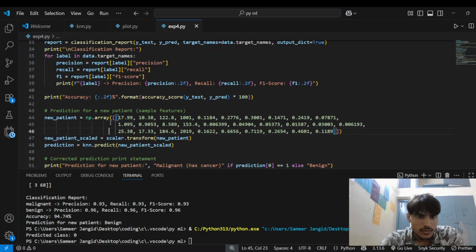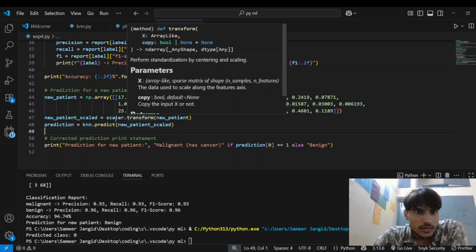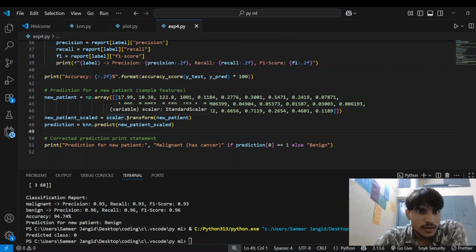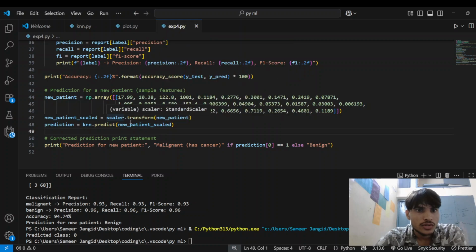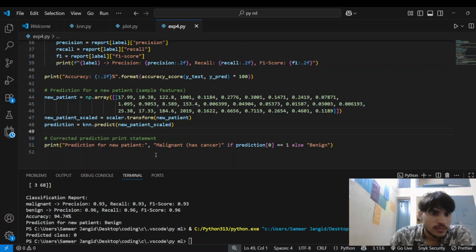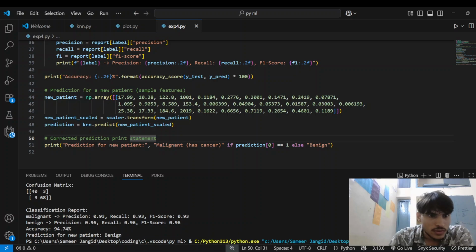Now we have provided sample data of a patient and scaled it with the StandardScaler function, and because it is testing data, we have used the scaler's transform function. From this we have predicted the value. We can see the output for this.